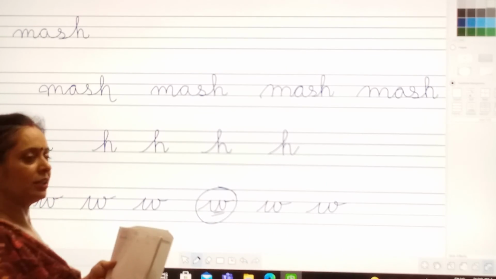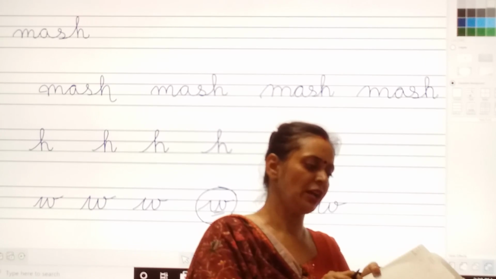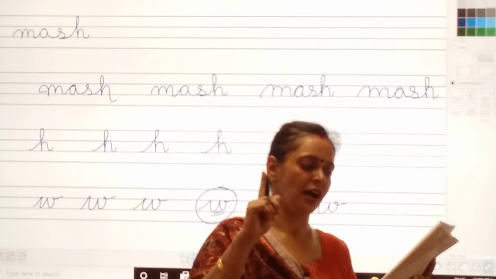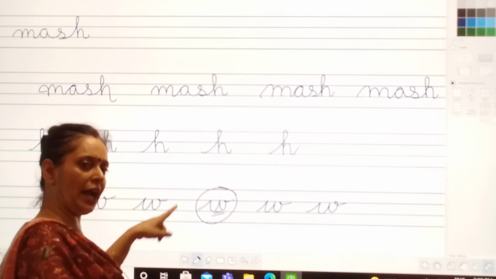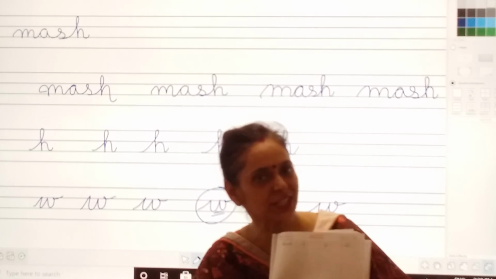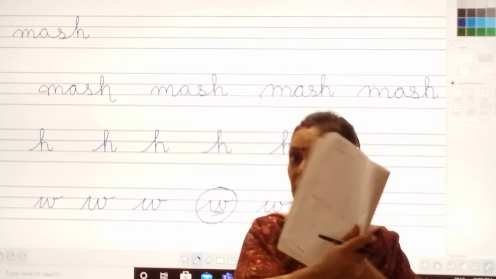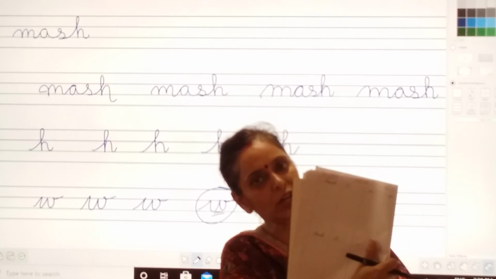So today we have learned three spellings: bank, bash, mash, and letter T, R, S, C, L, H and W. Okay, and I hope you have enjoyed this video, and you have to do these pages also, page number 12 and 13 as your assignment.